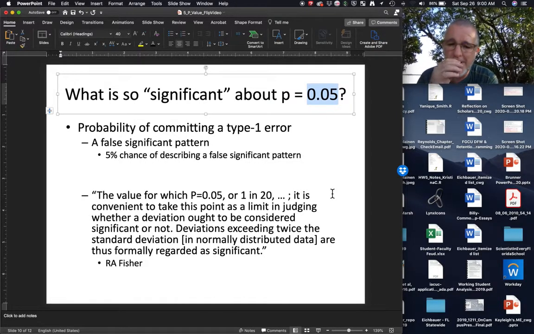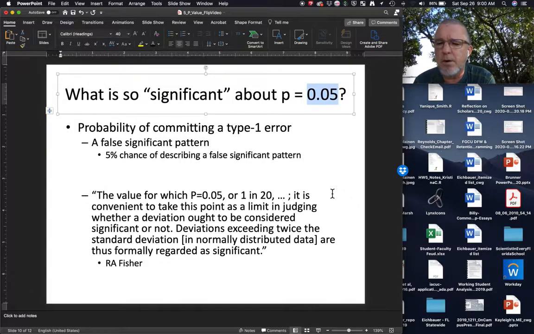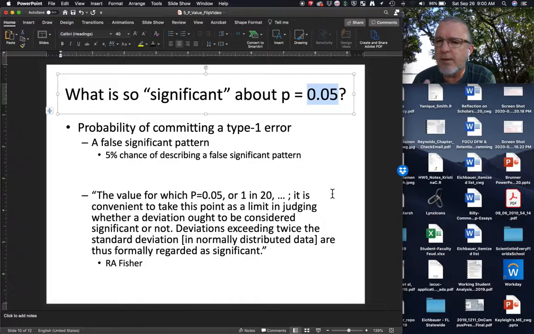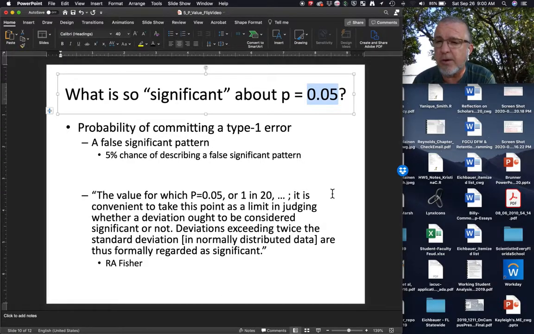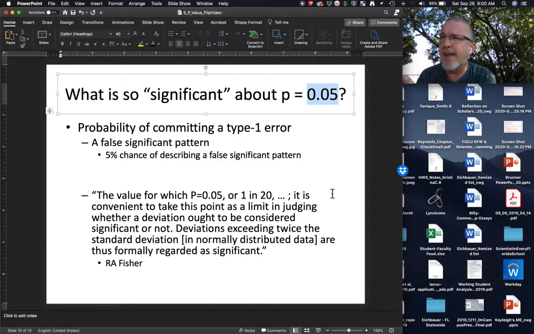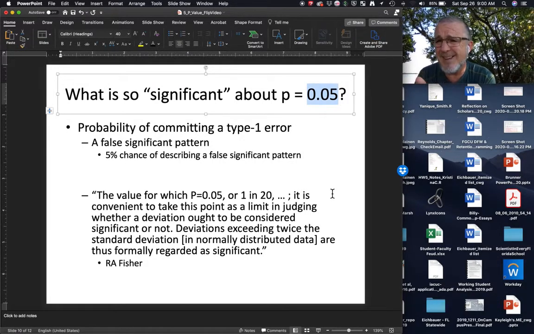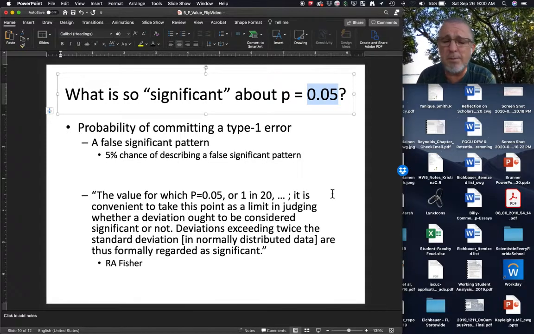What he noted was that 0.05 basically is a number that is more than twice the standard deviation in a normal distribution. So he's working with idealized data, that bell curve, and he's saying that if we can go beyond 2 standard deviations, then we're probably pretty comfortable in rejecting the null. And one, that's logical, and two, that has quite a bit of reason.